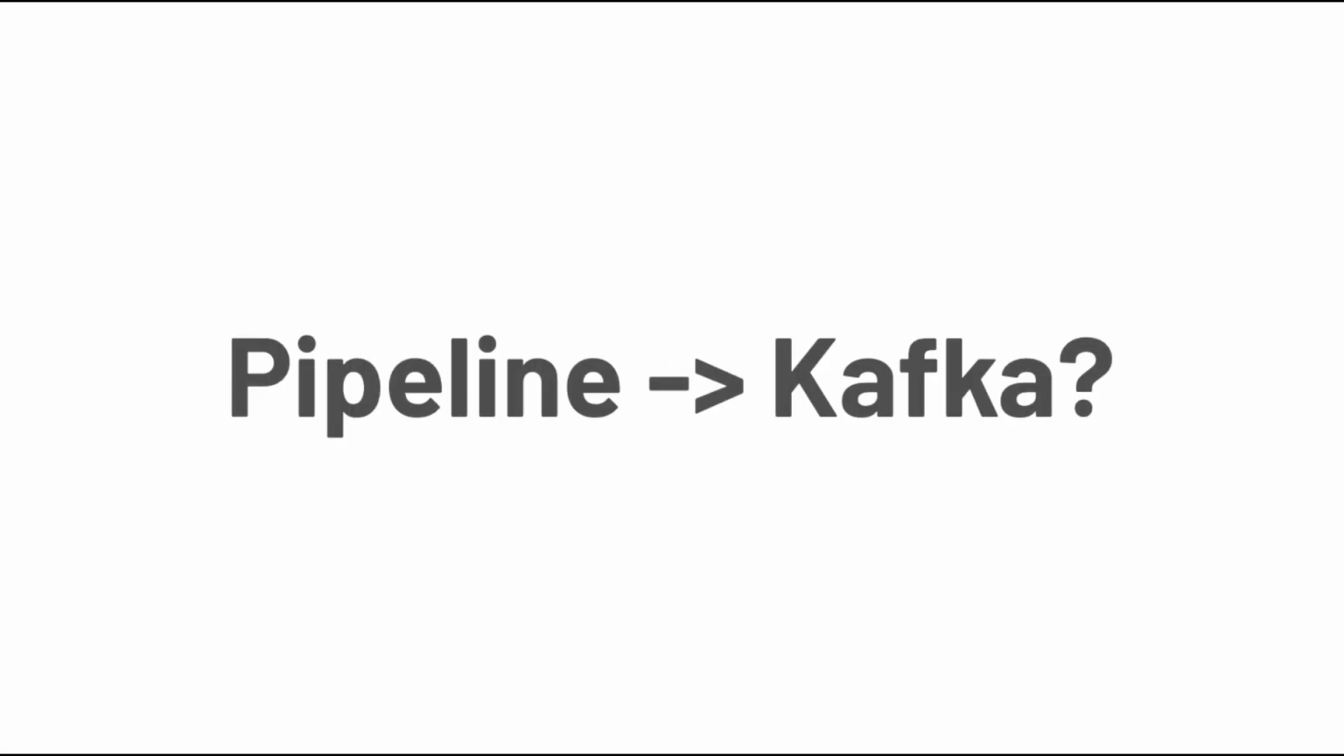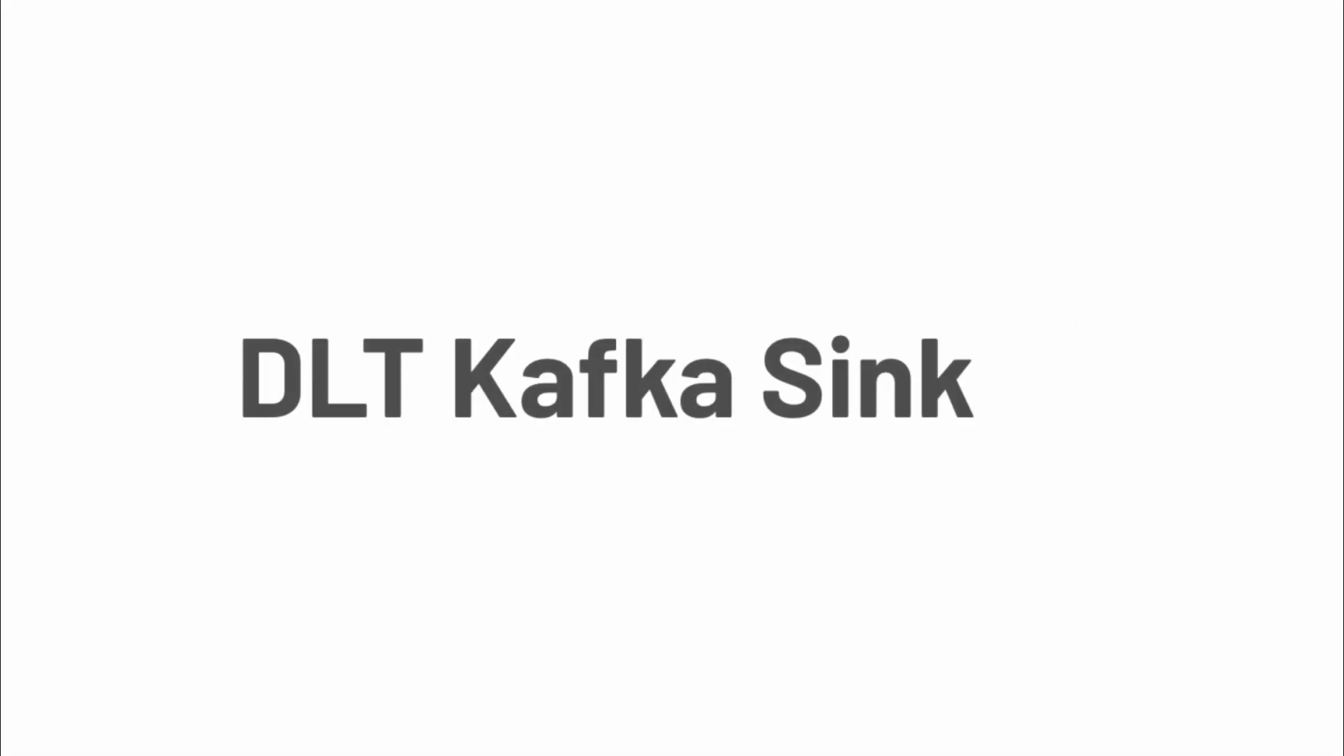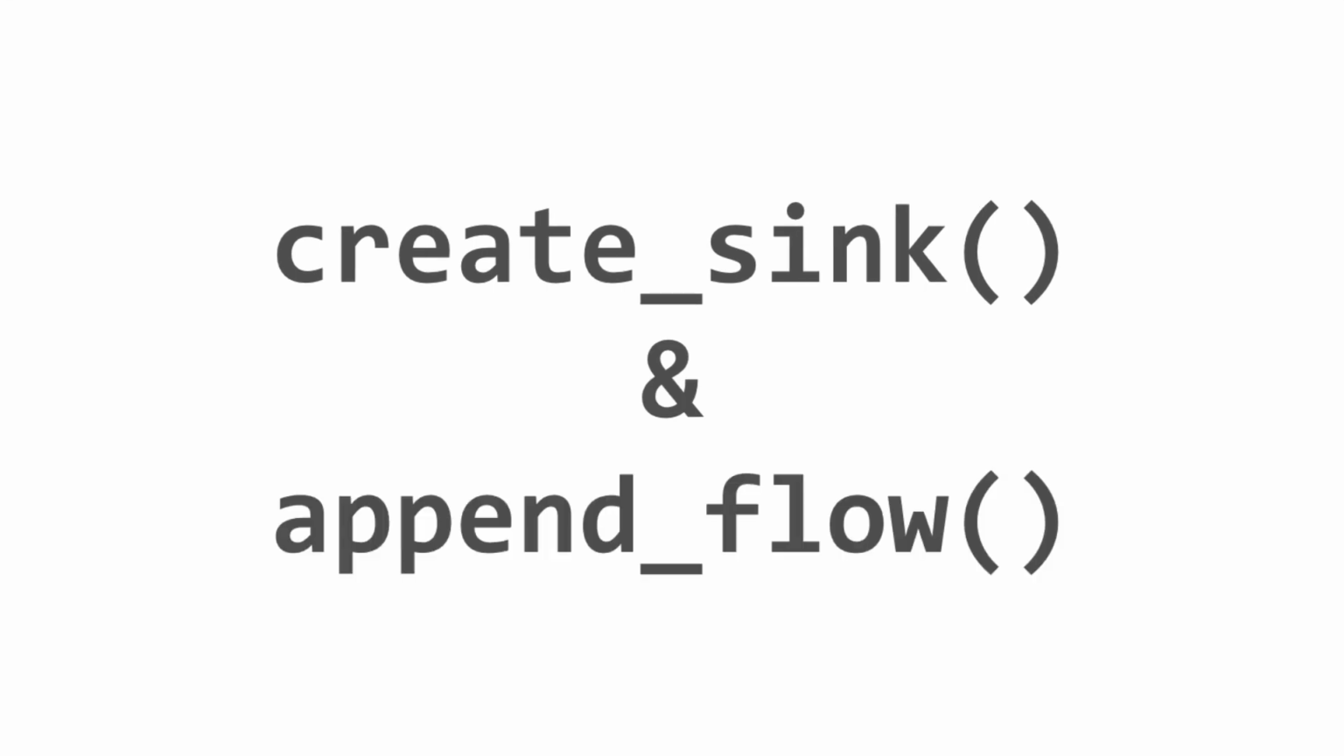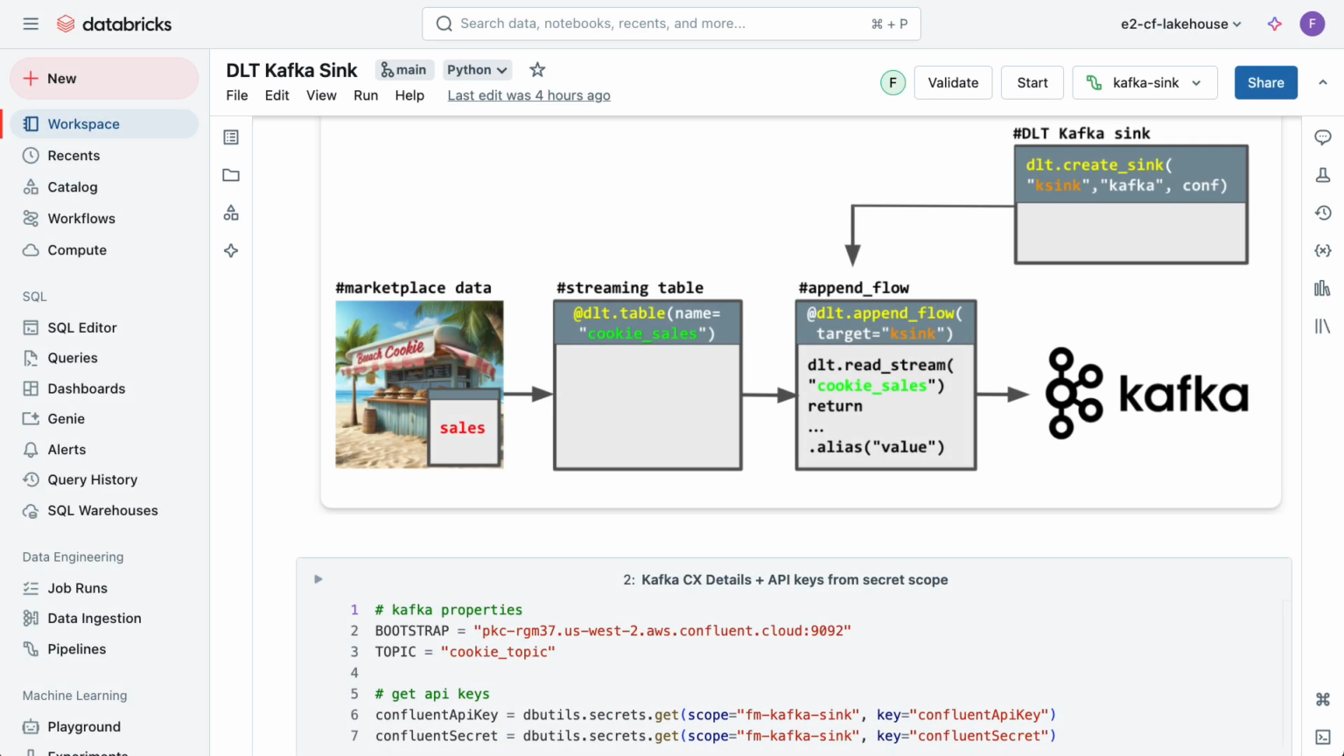But how can we publish data back to Kafka from a data pipeline? Delta Live Tables now introduces native Kafka sink support. You simply supply a Kafka sink using the create sink API, and then use append flow to stream your data to this sink. This isn't creating another DLT table, it's establishing a continuous flow to Kafka. Okay, then let's look at the code.